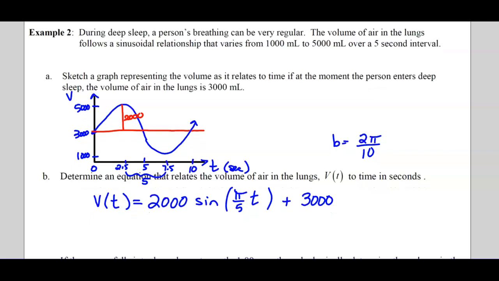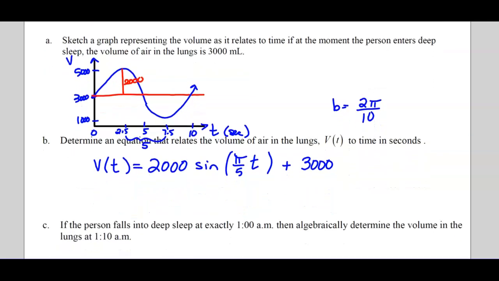Okay, and then if the person falls into deep sleep at exactly 1 a.m., then algebraically determine the volume in the lungs at 1:10 a.m. Okay, so this is time 0. That's when they fall into a deep sleep. So t equals 0 here. So remember, t is in seconds. So determining the volume at 1:10 a.m. is 10 minutes later than when they fall into sleep here. But this is in seconds.